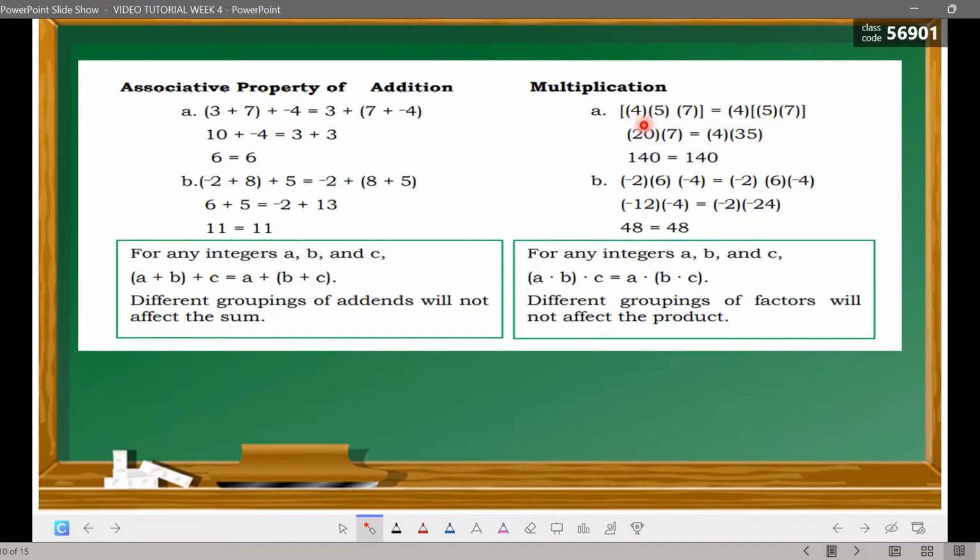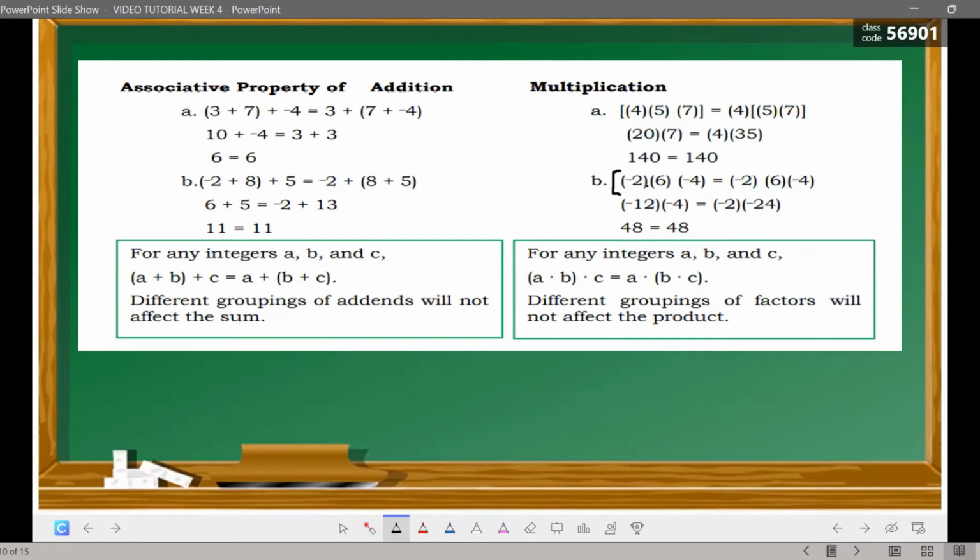Dito naman is 4 times 5 is 20. Copy yung 7. So 20 times 7 is 140. Equals to 4 times 35 is also 140. Okay, letter B, negative 2 times 6 times negative 4 is equal to negative 2 times the quantity of 6 times negative 4. Ayan, walang parenthesis itong iba, no? Lagyan natin.